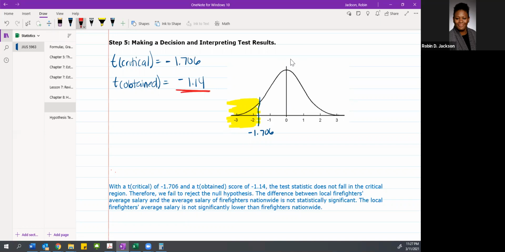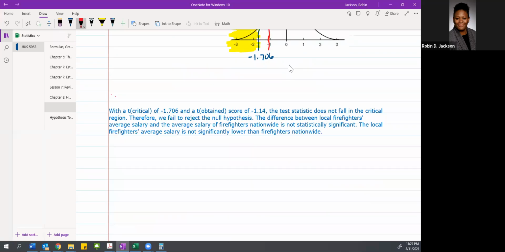So negative 1.14 is just barely past the 1. Let's write that number up here, negative 1.14. So see, it doesn't fall over there. It's well short. So what we would do here, when we write this up, is going to be a little different than the other ones. All of the other ones, you've rejected the null. In this one, you failed to reject the null.